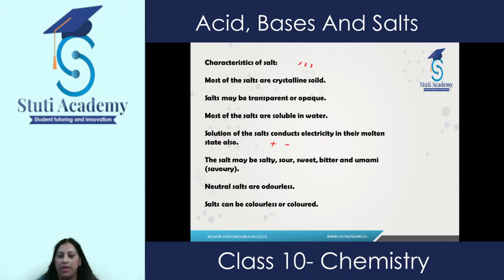Now, salt may be salty, sour, sweet, bitter. If we are adding flavors into it, they'll give different tastes. And neutral salts, which have pH 7, are odorless. Salts can be colorless or colored depending upon the location where they are found. So we have pink salt, Himalayan salt. We have different kinds of salt like copper sulfate, which is blue in color. So we have different colors of salt.